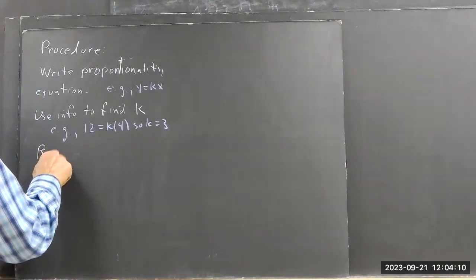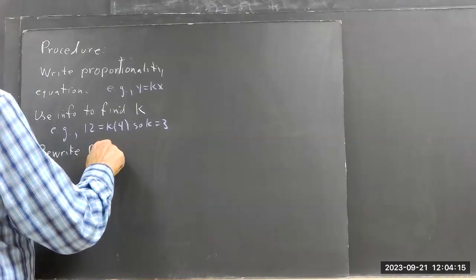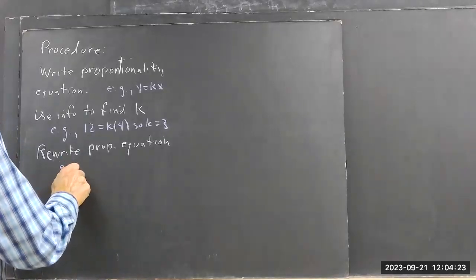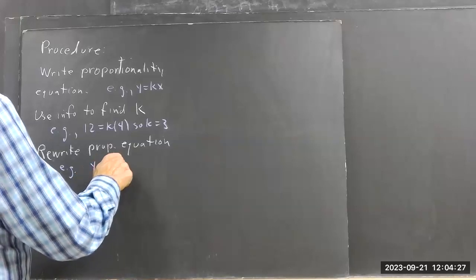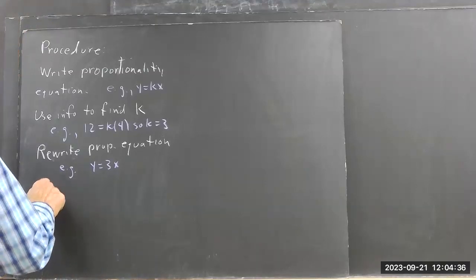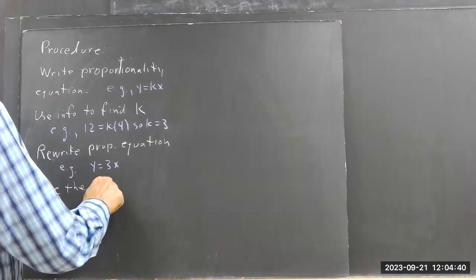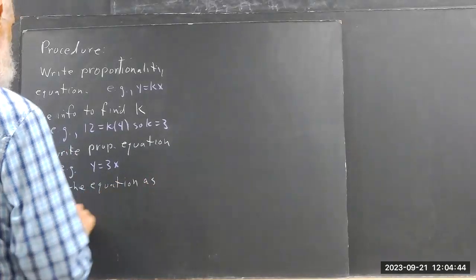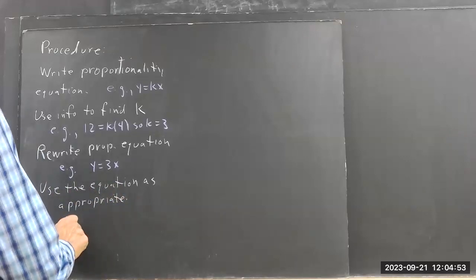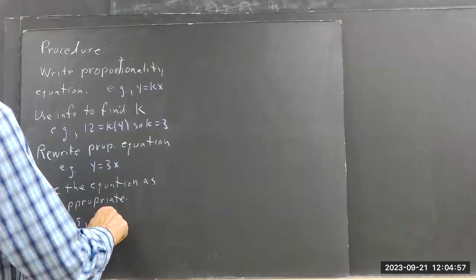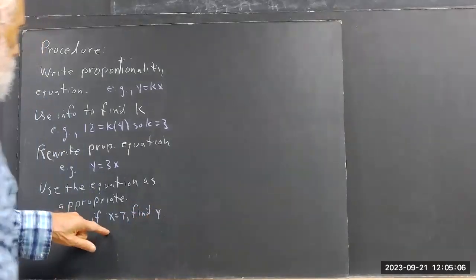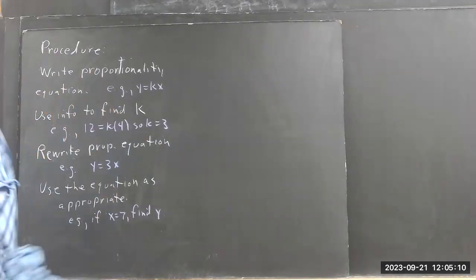Then, important step that people tend to want to skip. Rewrite the proportionality equation. For example, y equals 3x in the example we just did. Use the equation as appropriate. For example, x equals 7, find y. Or if y equals 47, find x. Okay?